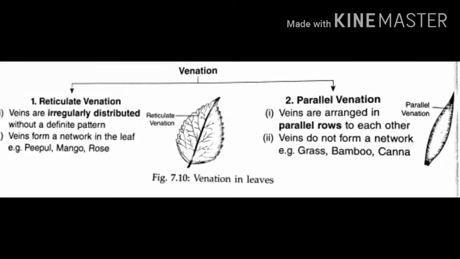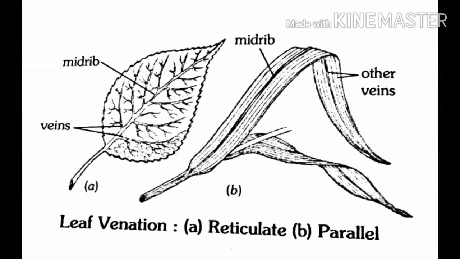Venation means what? The design made by the veins in a leaf. See this picture. A1 is the example for reticulate venation and B1 is the example for parallel venation. These are the two types of venation.